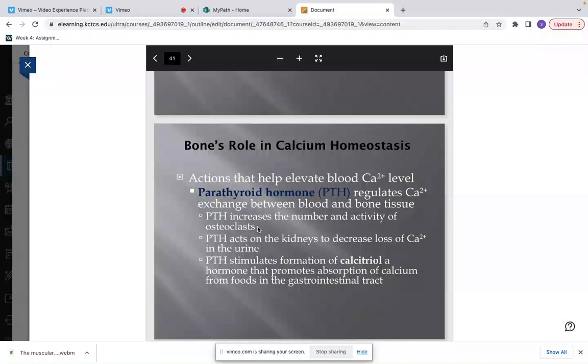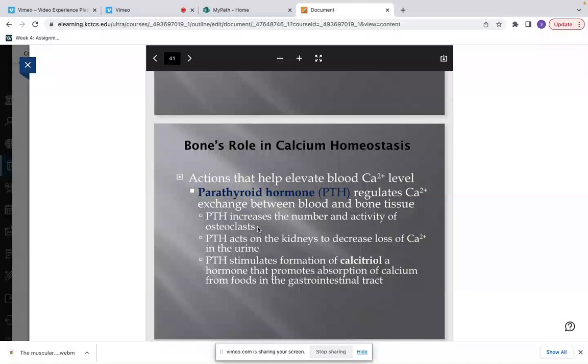Parathyroid hormone is going to regulate the exchange of calcium between the blood and the bone, right? How does it do that? Parathyroid hormone increases the number and activity of the osteoclast. It activates the osteoclast to take calcium from the bone and into the blood. Cool. It also does some other things.